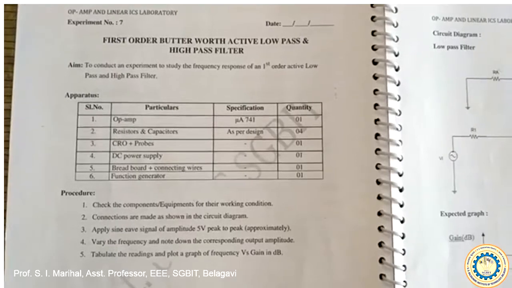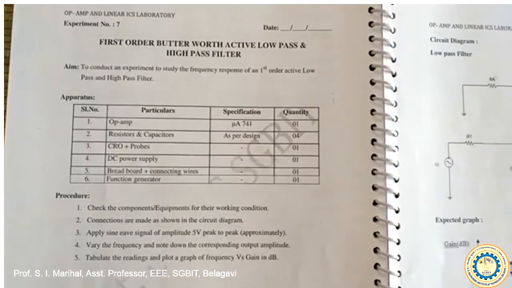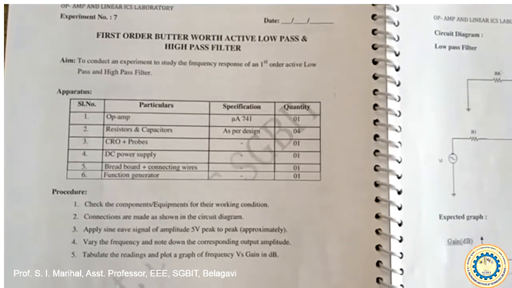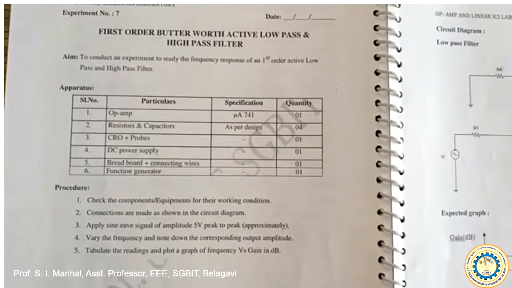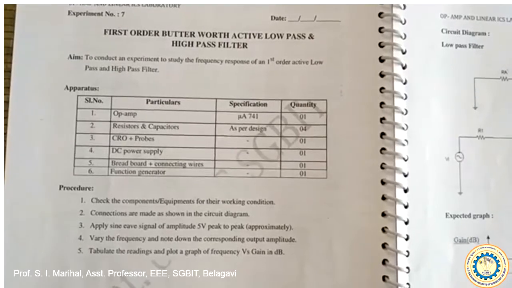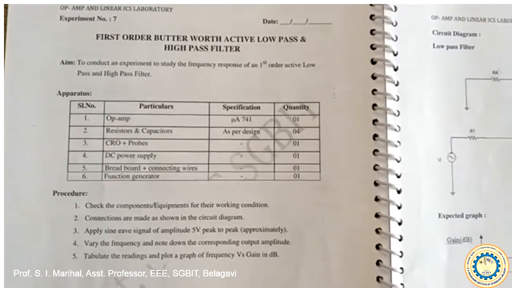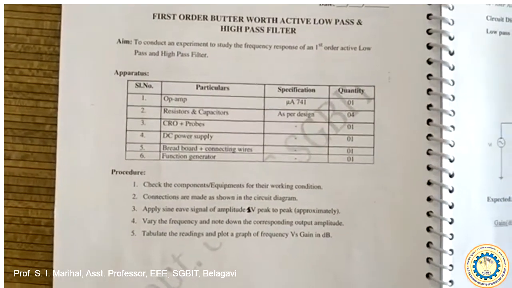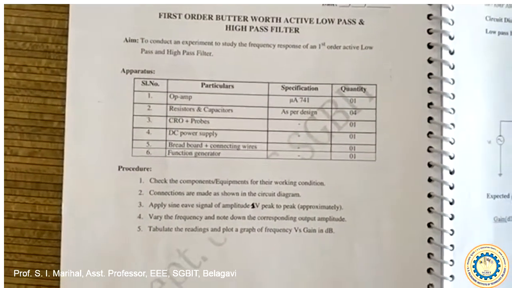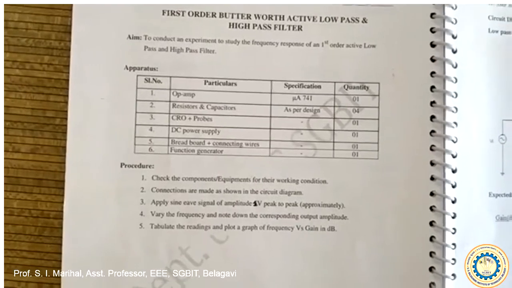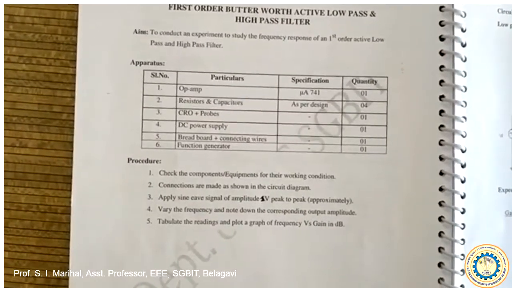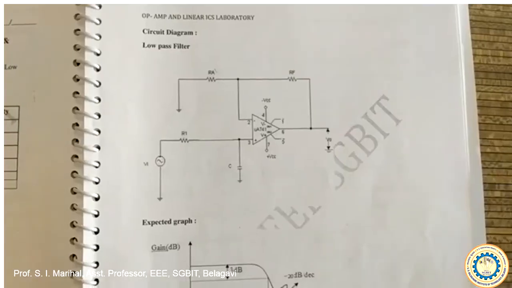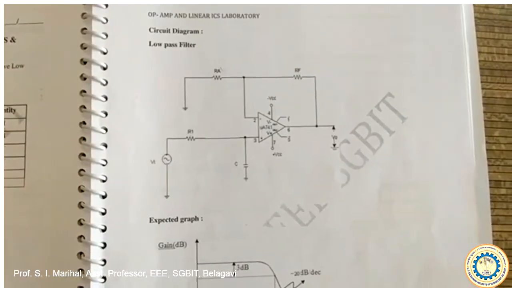Hello everyone. In this session, we will understand how to conduct an experiment on first order Butterworth active filters, and in the active filters, we will understand how to conduct the experiment on a low pass filter and a high pass filter. To conduct this experiment, we need an op amp, resistors, and capacitors as per the design. We need a DC supply, a breadboard, and function generators. Let us start with the low pass filter.